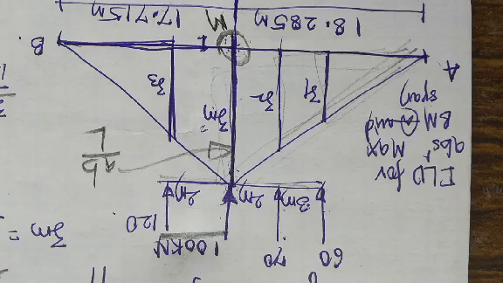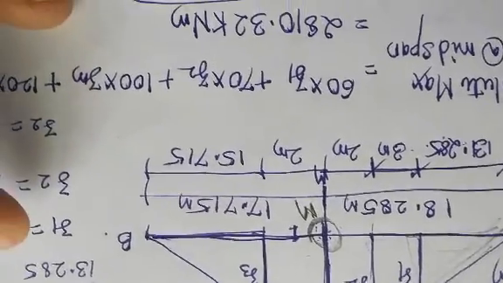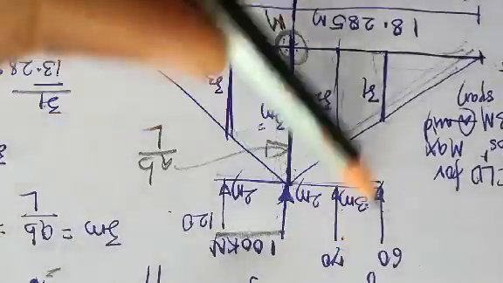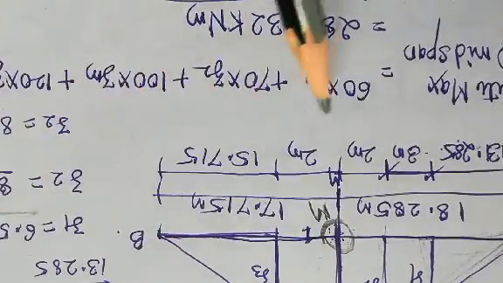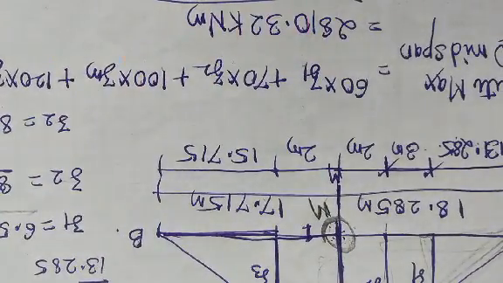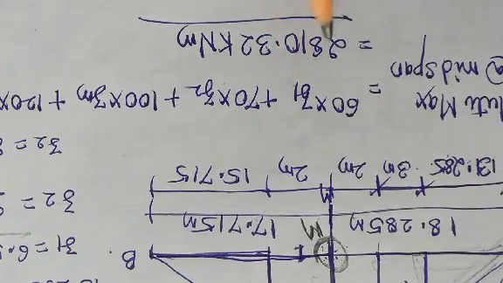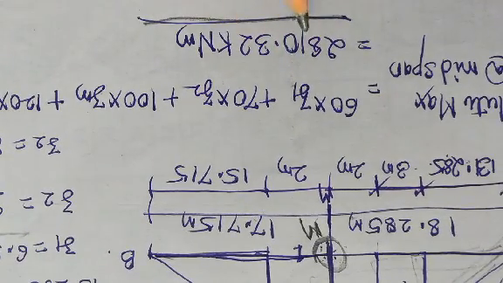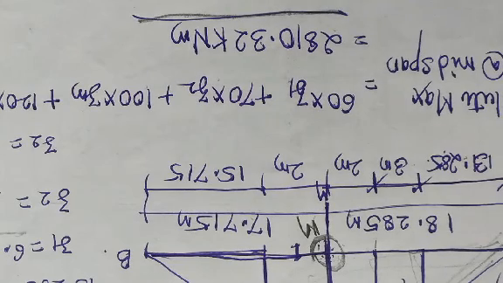Now once you have this, our normal way of calculating absolute maximum bending moment is the summation of the loads multiplied by the respective ordinates. So this is nothing but load multiplied by the ordinates. After doing the substitution and calculation, we will get the answer as 2810.32 kilonewton meter. So this is how you solve the problem.